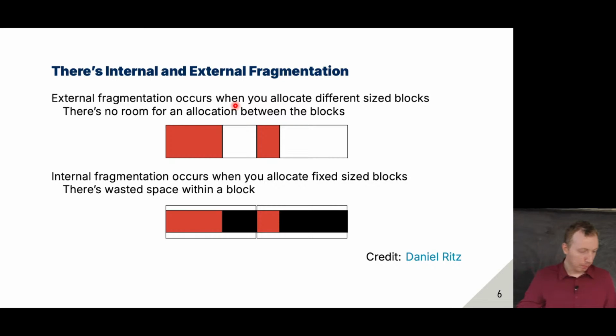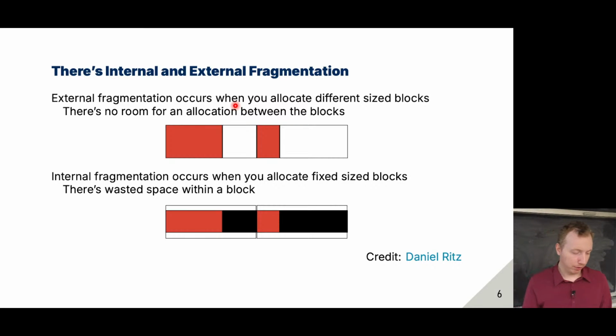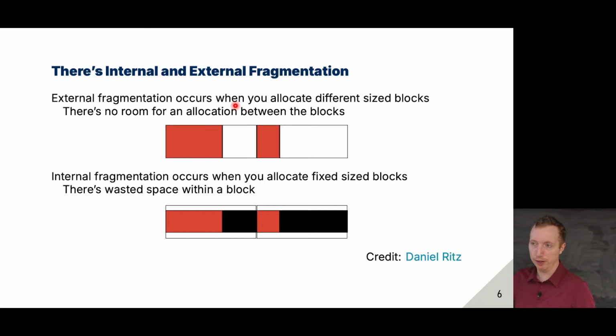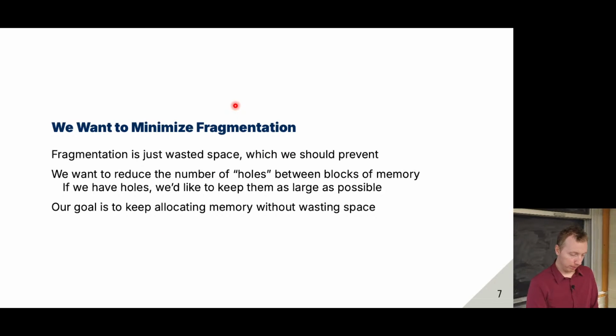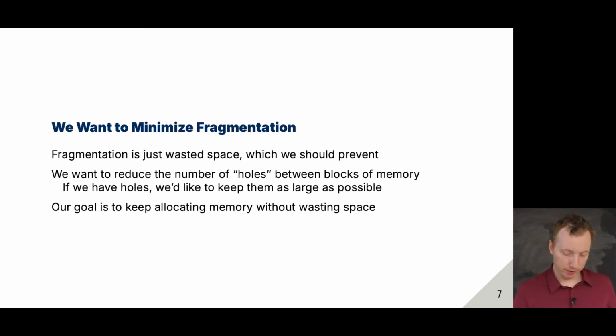So memory allocators, in terms of what you saw before, those were conditions for external fragmentation for the memory allocator. Internal fragmentation, well, if you don't use as much as the memory you get, then it's like a trade-off. You kind of trade off external fragmentation for internal in that case. So our goal, minimize fragmentation. So just wasted space, we want to prevent it.